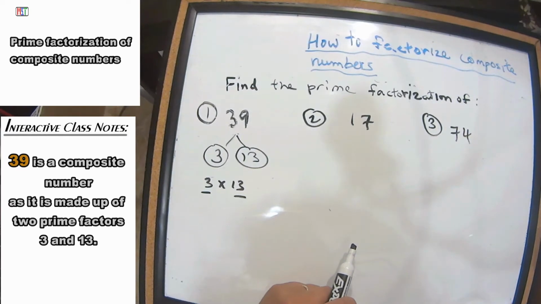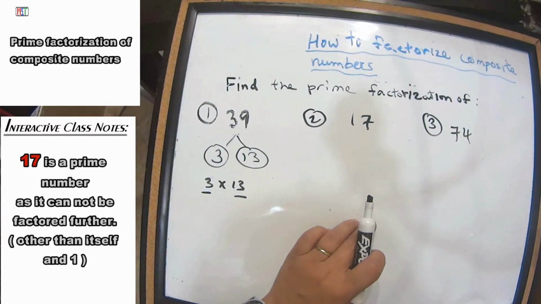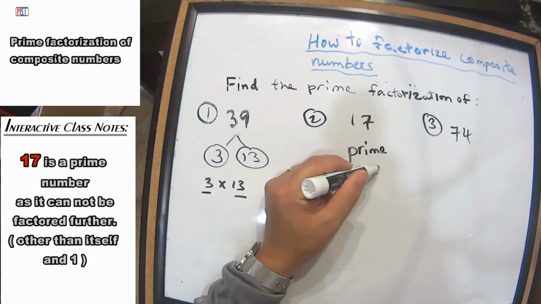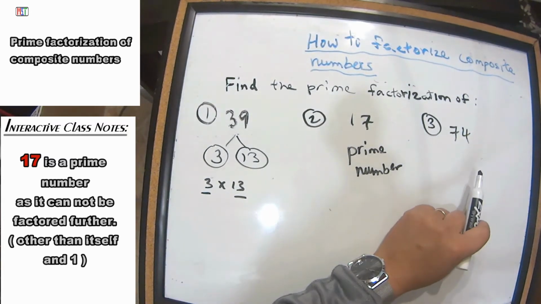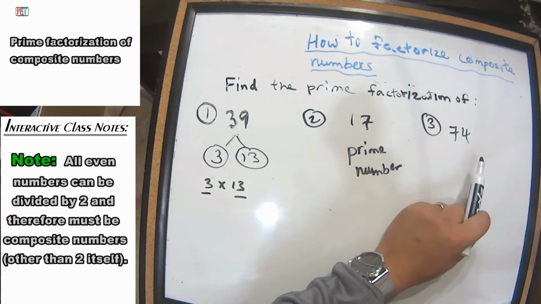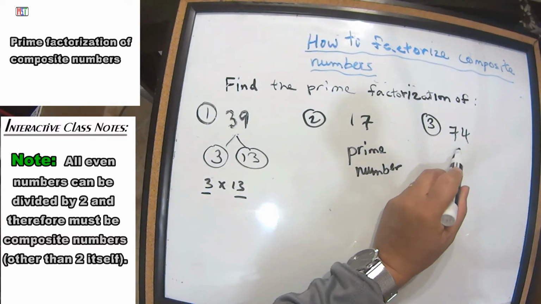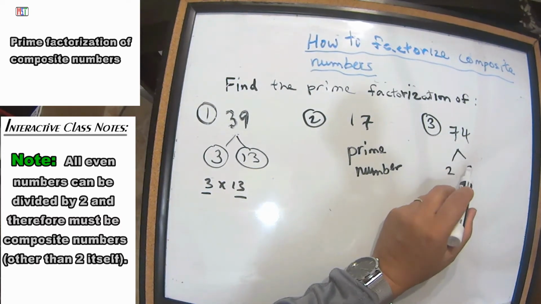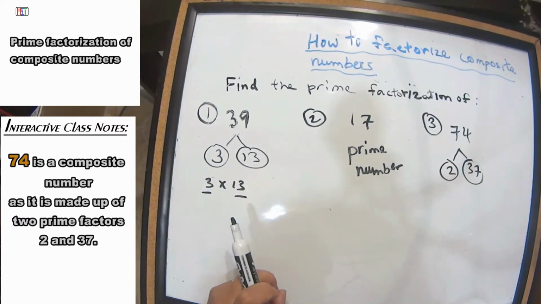What about 17? Well, 17, other than 17 and 1 itself, cannot be divided by other numbers. So this is a prime number. Okay, it's a prime number. What about 74? Well, 74, notice, is an even number, right? So how do you know? If you look at the last digit, 2, 4, 6, 8, and if it's two digits or more, the last digit is 0, it's an even number, and that means that you can divide it by 2. If you can divide it by 2, it's a composite number. Okay, so 2 can go into 74 how many times? 37. Okay, so we have 2 prime factors that can go into 74.